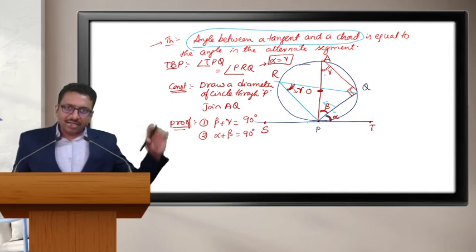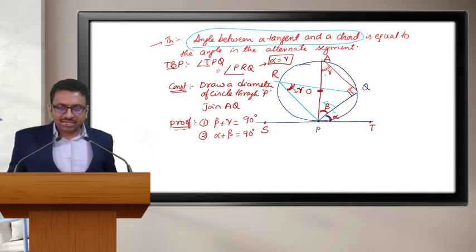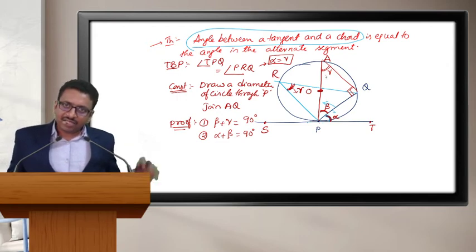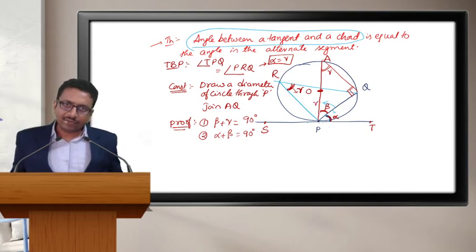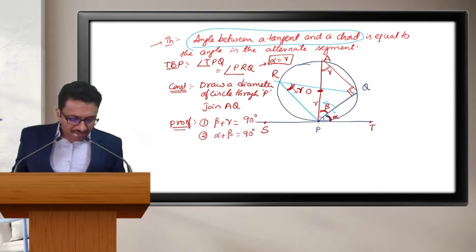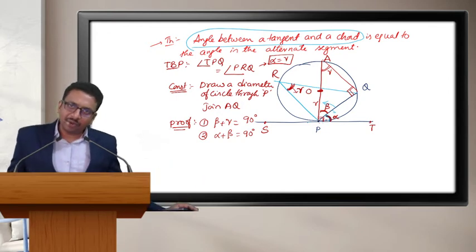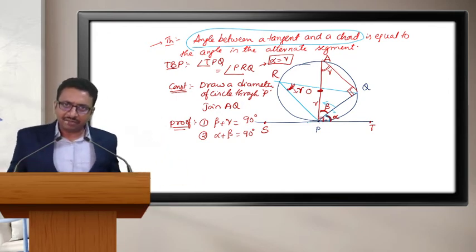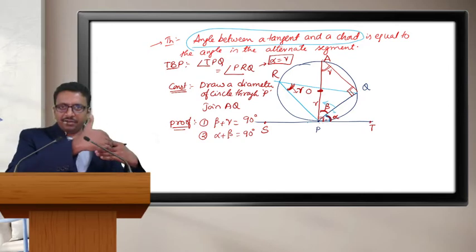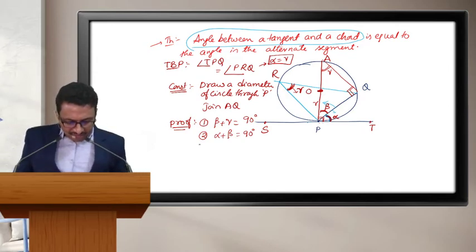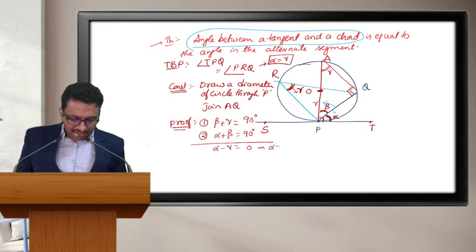The diameter PA is passing through the center, so PO is the radius. Radius is always perpendicular to the tangent at the point of contact. So alpha plus beta is also equal to 90 degrees. If you subtract this, alpha minus gamma is equal to 0. Alpha is equal to gamma.